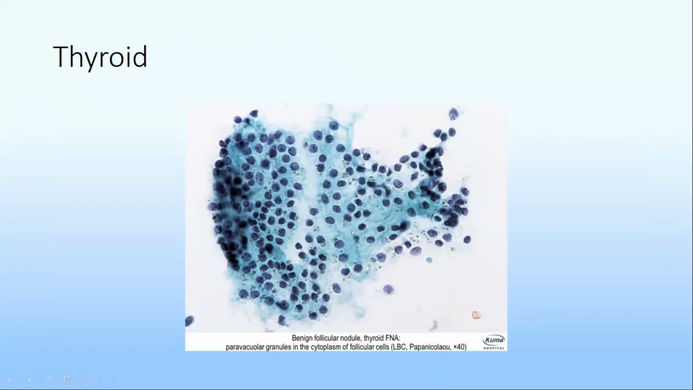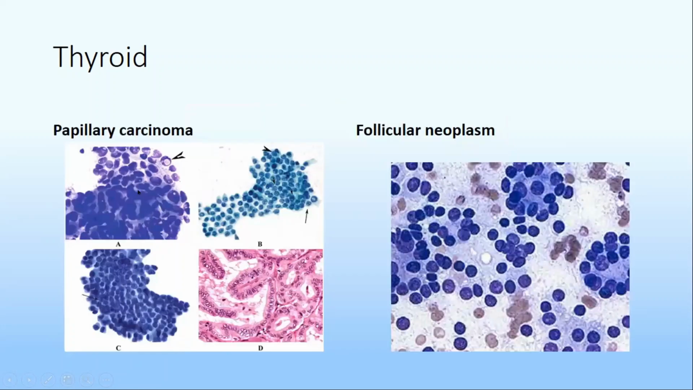How do we know it's benign? Because the cells look monomorphic. There's not much difference in terms of size. Okay, this is what the malignant form looks like. This is under H&E. This is the papillary thyroid carcinoma. You can see the cellular features in the smears.